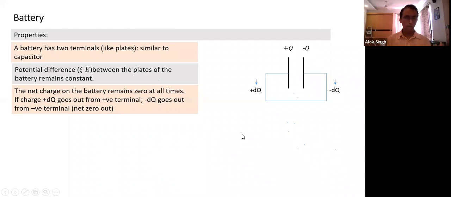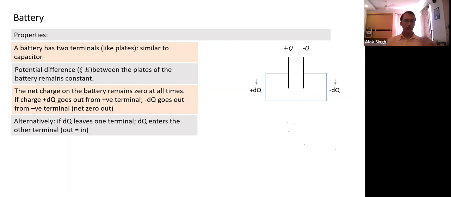I'm not talking about any complex thing. I'm saying the net remains 0, and I can express it in two ways. The other way I can say is out is equal to in. Whatever quantity goes out, the same thing comes in. So no sign issue. Alternatively, if dq leaves one terminal, dq enters the other terminal. That's how we can write it.